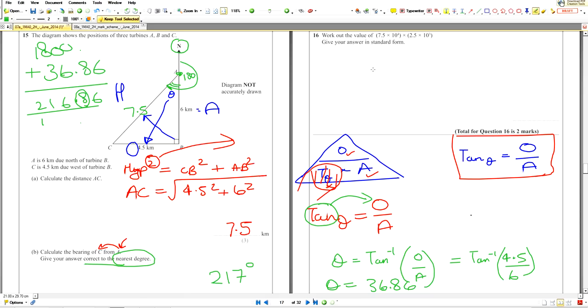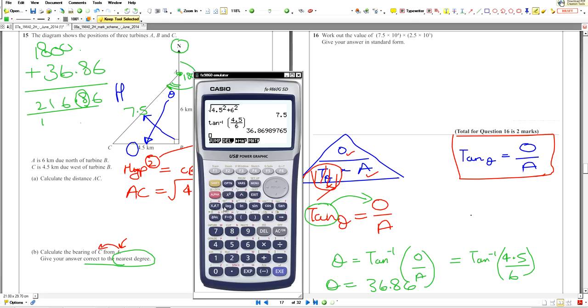Okay, next part. Question number 16. Work out the value of 7.5 times 10 to the 4 times 2.5 times 10 to the 3. Give your answer in standard form. So first of all, we can put this into our calculators. So do we need brackets? You can put them in. So we have 7.5. Now, how do we get times 10 to the 4?